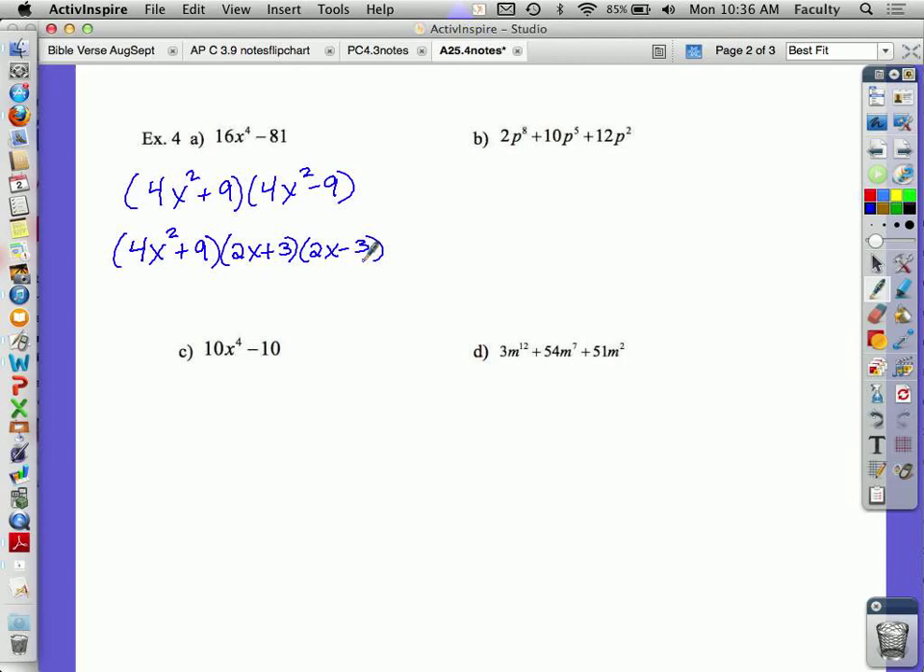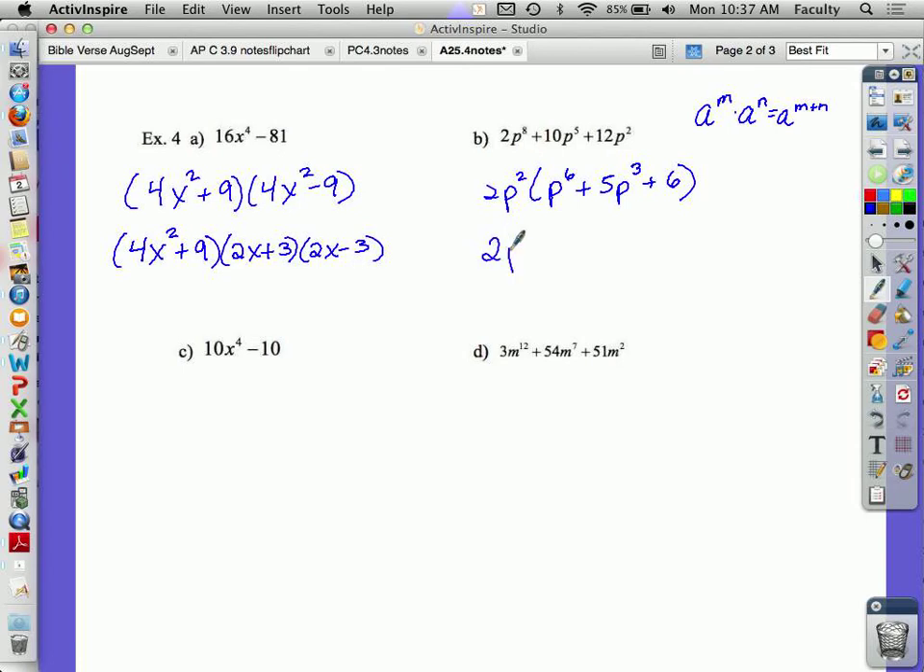All right, letter B. What's the GCF here? 2p squared. So then I'm going to get p to the 6th plus 5p cubed plus 6. And let me refresh your memory if you're like, how did she do that? This is from the exponent property. If I take a to the m times a to the n, it's a to the m plus n. So p squared times p to the 6th really is p to the 8th.